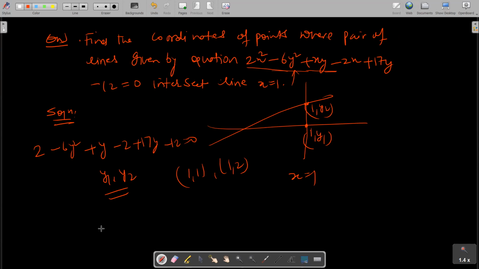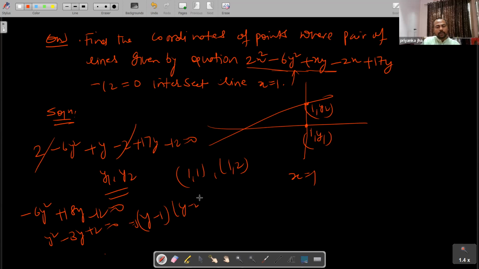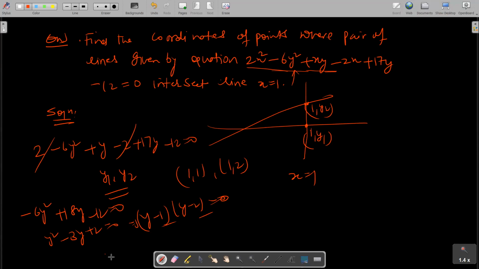So how can it be 1, 2? You will get quadratic in y. Na? See, this is minus 6y squared and plus 18y and this gone and minus 12. Divide by minus 6. You will get y squared minus 3y plus 2. Factorize it. You will get y minus 1, y minus 2 equal to 0. So y equal to 1, y equal to 2.